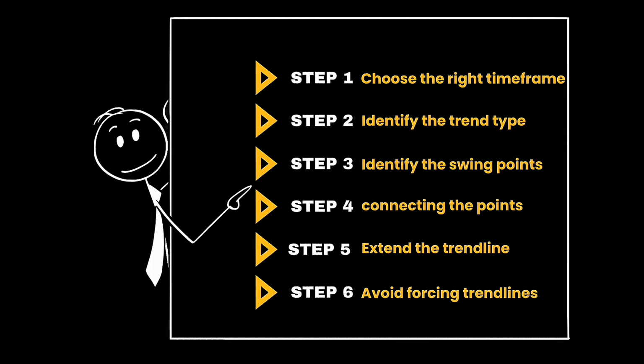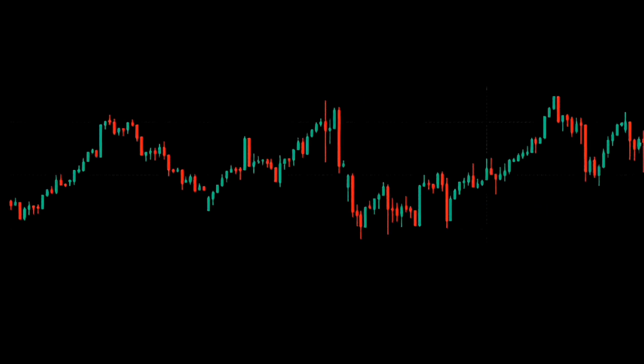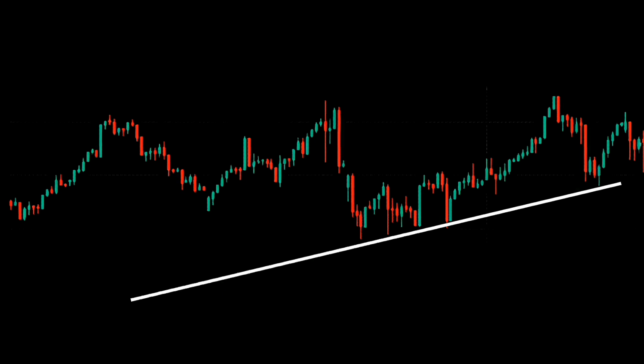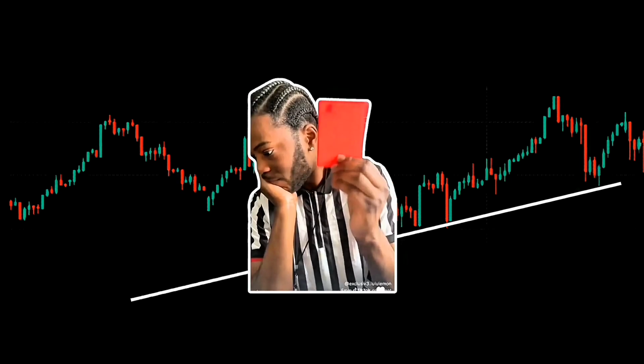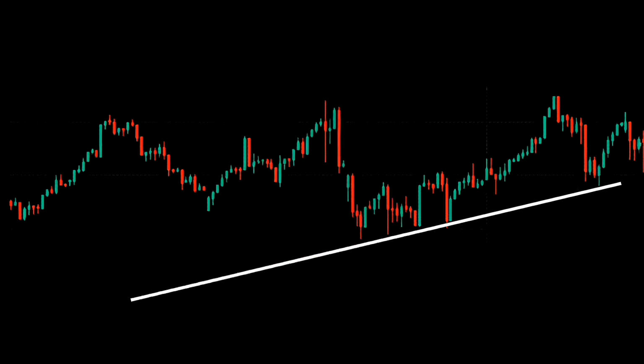Step 6. Avoid forcing trend lines. It's important not to force a trend line to fit the price action. If you have to adjust your trend line multiple times to make it fit, it's probably not valid. Trend lines should naturally connect swing highs or lows without requiring manipulation. The trend line should represent the market behavior as it is, not as you wish it to be.